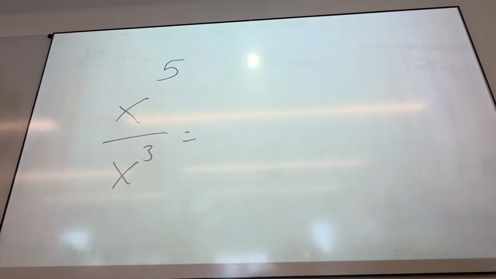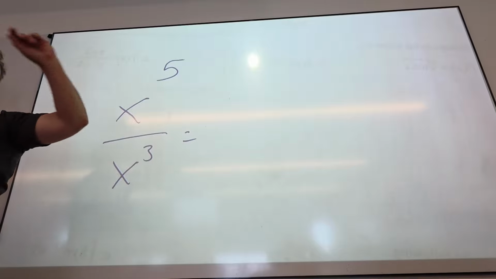How many x's on the bottom? 3. And I'm dividing this, right? So how many x's will survive? 2. I can just subtract then. It's a shortcut. 3 x's would cancel, I'd be left with 2. 5 minus 3.